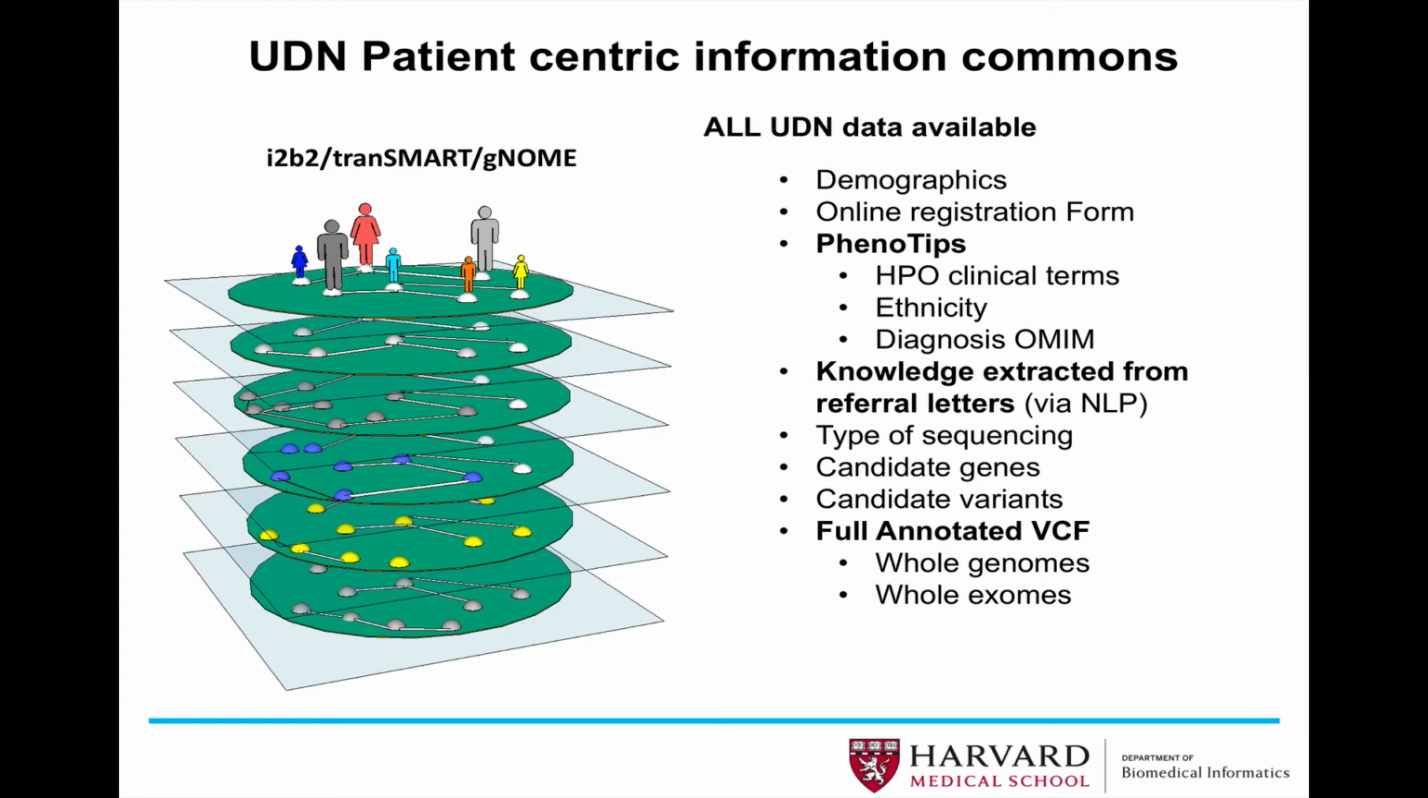I'm now going to present the UDN, Undiagnosed Diseases Network project, Patient-Centric Information Commons, where all UDN patients involved within this program went through a deep phenotyping with all the different HPO clinical terms that have been collected, with the knowledge extracted from natural language processing of the referral letters, and also all genome and exome full annotated VCF. Everything has been integrated into one central patient-centric information commons, enabling patient-by-patient analysis or population-level analysis on those very rare diseases.